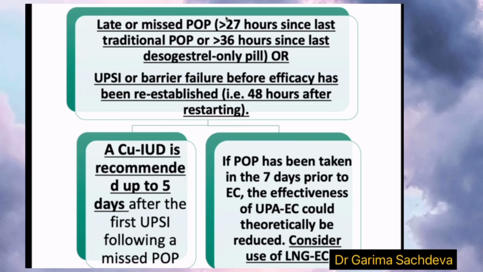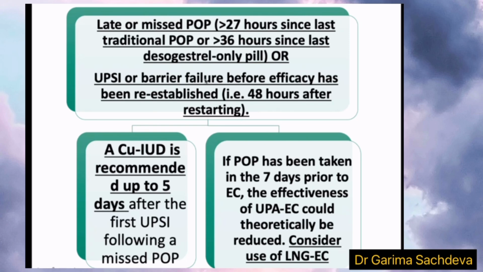So POP, if it's a traditional POP, that is Cerazette, then we consider it missed even if it is late by 3 hours, or for desogestrel, 12 hours. So in total, if it's a 24-hour day, then 27 hours since the last traditional POP and 36 hours since the last desogestrel pill. If she has missed the pill, then consider UPSI or barrier failure before the efficacy has been re-established, because it takes 2 days for it to be re-established.